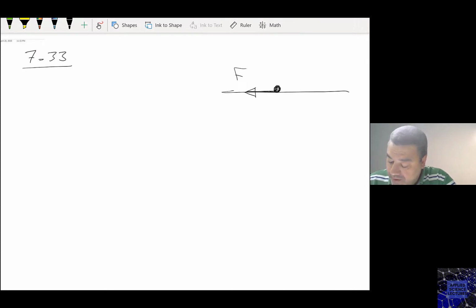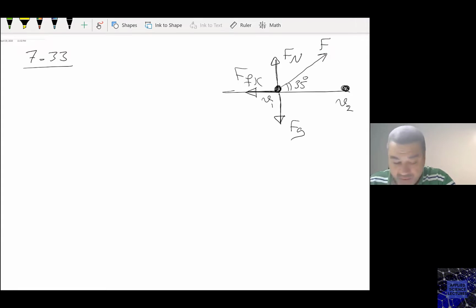so this is the friction. Fn, Fg, F, 35 degrees. This is the point 1. This is point 2.